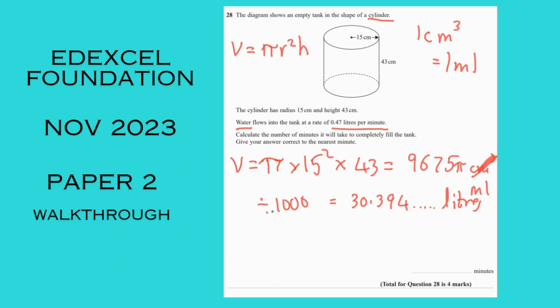So we've got 0.47 litres per minute. How many of those go into that? That's a divide. Divided by 0.47. Give your answer correct to the nearest minute. Well, I'm getting 64.67 minutes. That'll be 65 then.